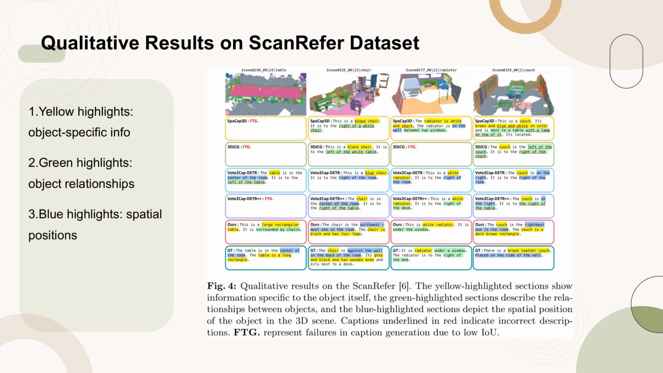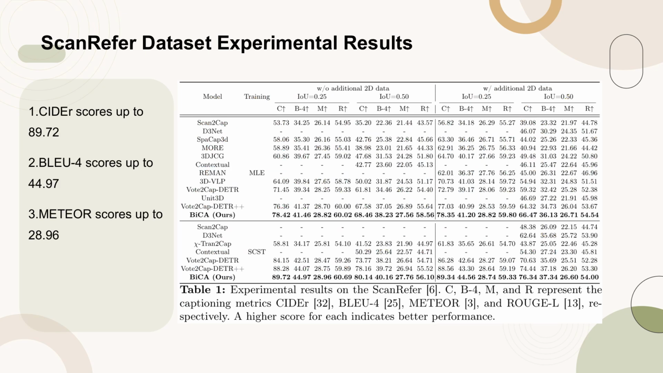complex 3D scenes. Table 1 presents the experimental results on the ScanRefer dataset, which evaluates the performance of various models in generating captions for 3D objects. The metrics used for evaluation include CIDEr, BLEU-4, METEOR, and ROUGE-L. Our method, BICA, demonstrates superior performance across all metrics and IoU thresholds, achieving the highest CIDEr score of 89.72, BLEU-4 score of 44.97, and METEOR score of 28.96. This indicates that BICA effectively captures the attributes and spatial relationships of objects, leading to more accurate and descriptive captions.